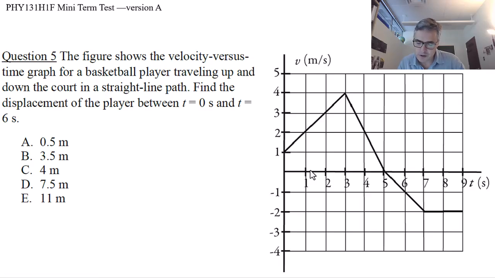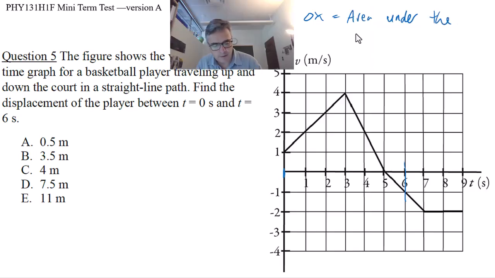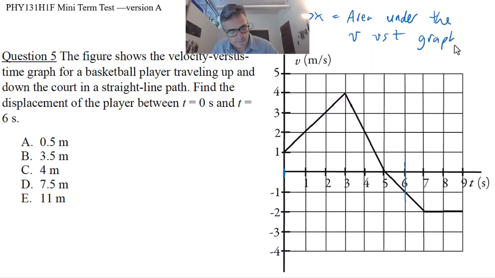Question 5. The figure shows the velocity versus time graph for a basketball player traveling up and down the court in a straight line path. So it goes up, positive velocity, and then stops, and then has negative velocity. Find the displacement of the player between t equals 0, which is here, and t equals 6 seconds. So the displacement, delta x, is the area under the v versus t graph. So we just have to find these areas.